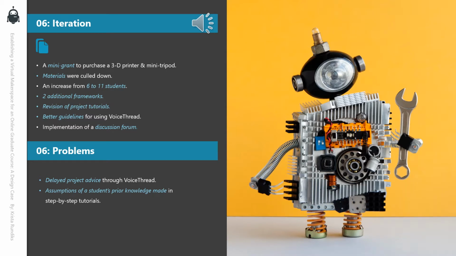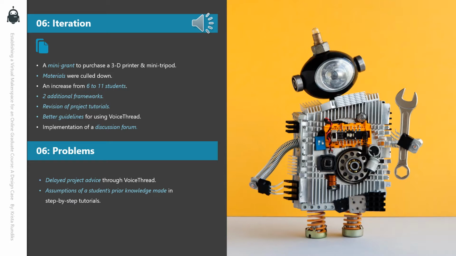After 2 iterations of this course, design changes were implemented. One included obtaining a mini grant to purchase a 3D printer so that students could see their final outcome. They also purchased a mini tripod so that they could capture time-lapse video of their 3D objects being printed. Materials were greatly culled down to reduce cost and waste.